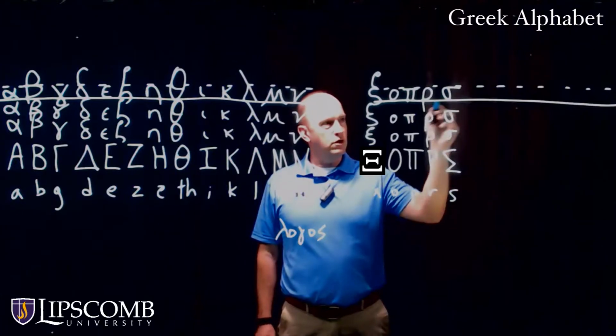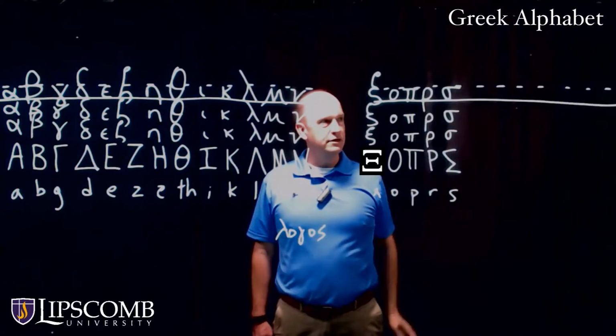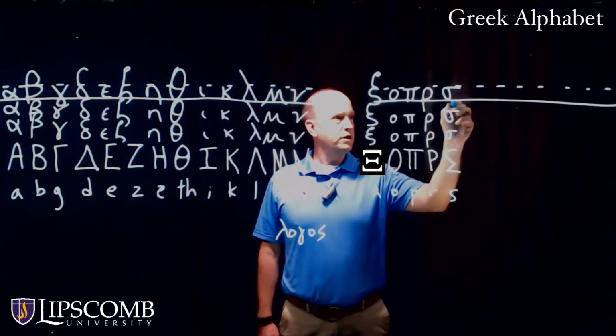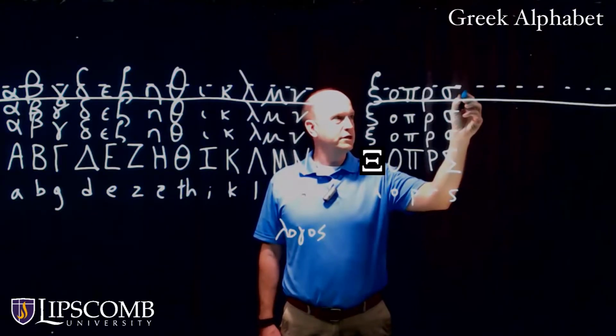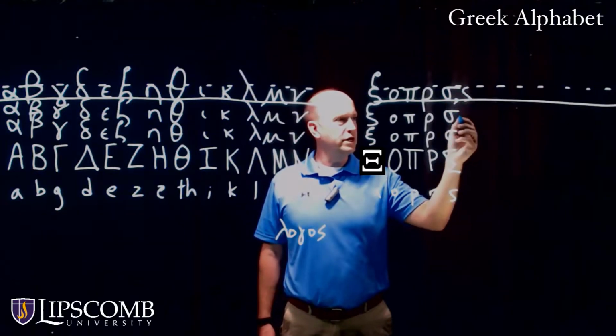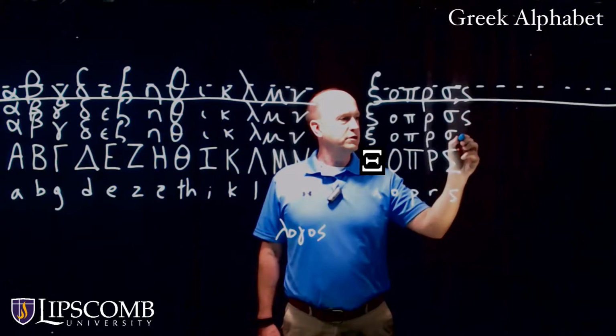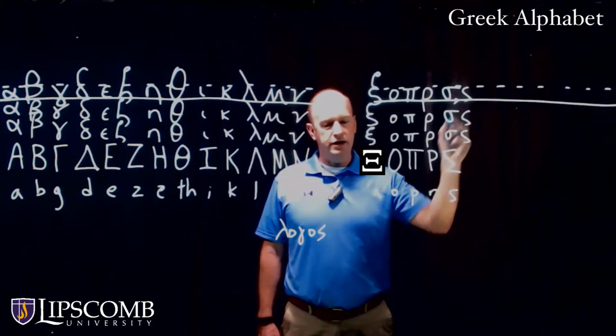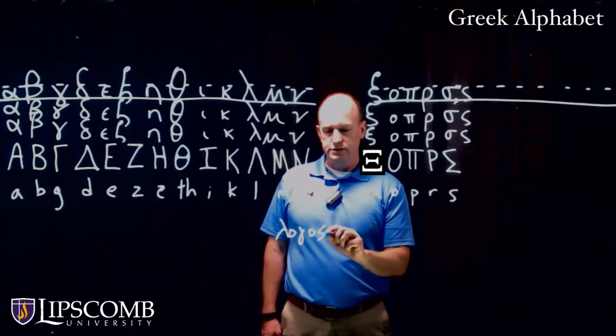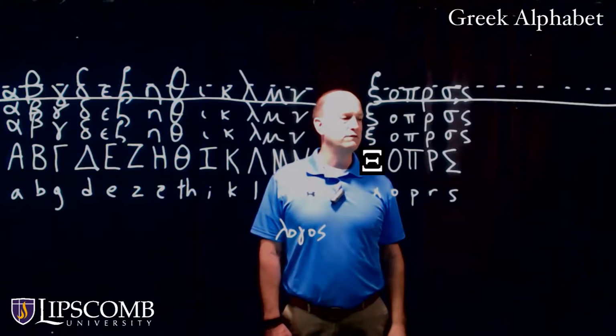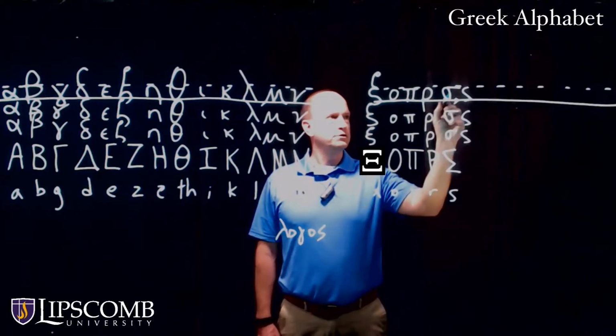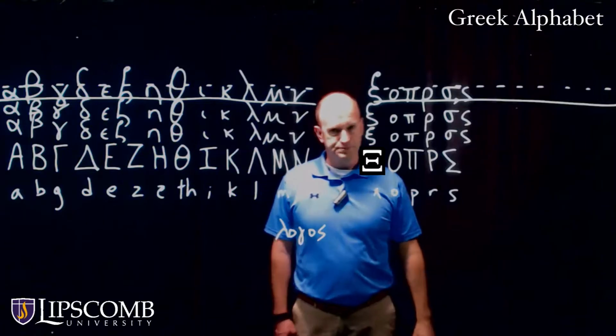Now that's what we call an internal sigma if it's inside of a word. But if it's the last letter in a word, it looks more like an English S, except it comes a little bit below the line. So you can see here in logos, that is a final, what we call a final sigma. So you've got internal sigma and final sigma.